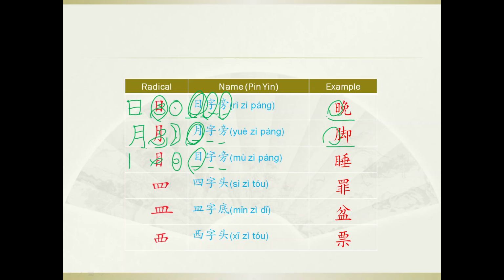Vertical, connect to the top, horizontal turn. Horizontal at about 1/3 position. Another horizontal at about 2/3 position. Horizontal to close. As the name suggests, words with this radical are usually related to eyes. One example is 睡, sleep.